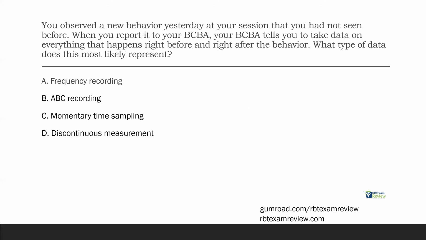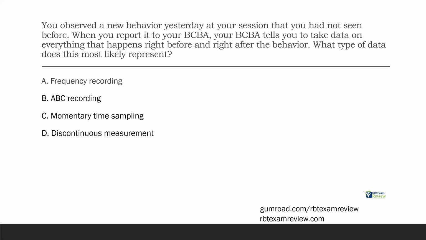You observed a new behavior yesterday at your session that you had not seen before. When you report it, your BCBA tells you to take data on everything that happens right before and right after the behavior. What type of data does this most likely represent? Okay, what type of data are you taking? Well, your BCBA wants you to take data on what happens before the behavior, which would be an antecedent, and what happens right after the behavior, which would be a consequence. So you're recording your antecedent, your A, your behavior, your B, your consequence, your C.